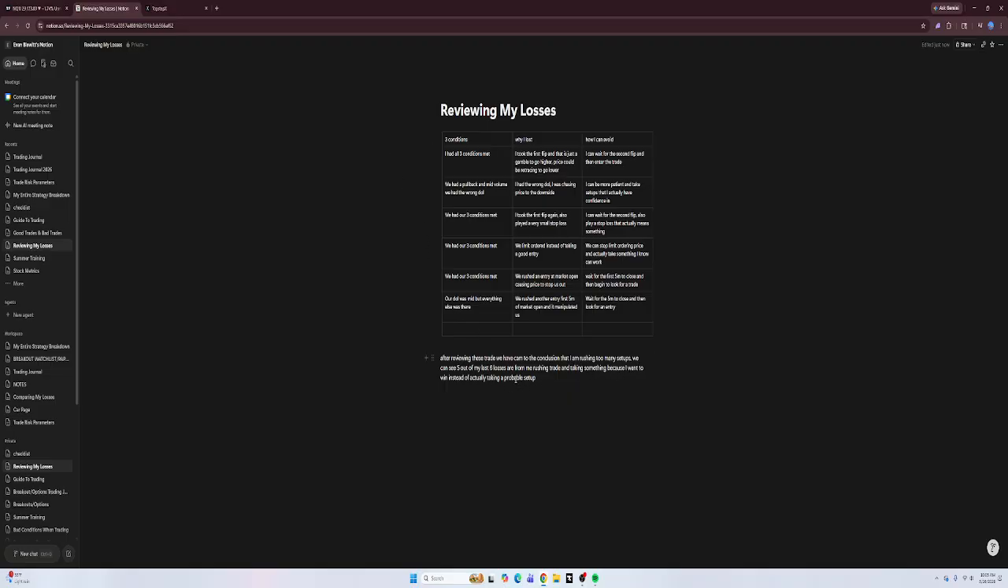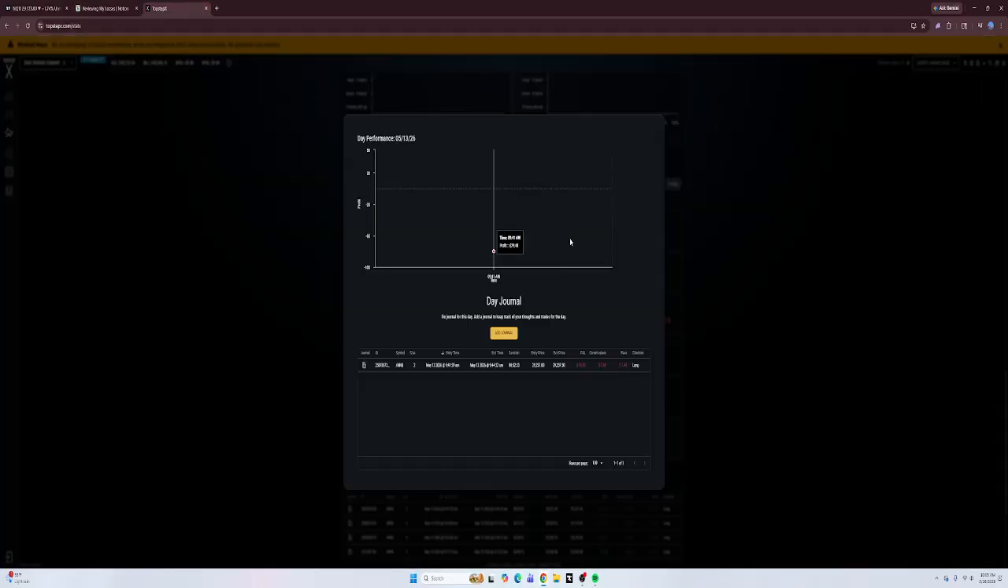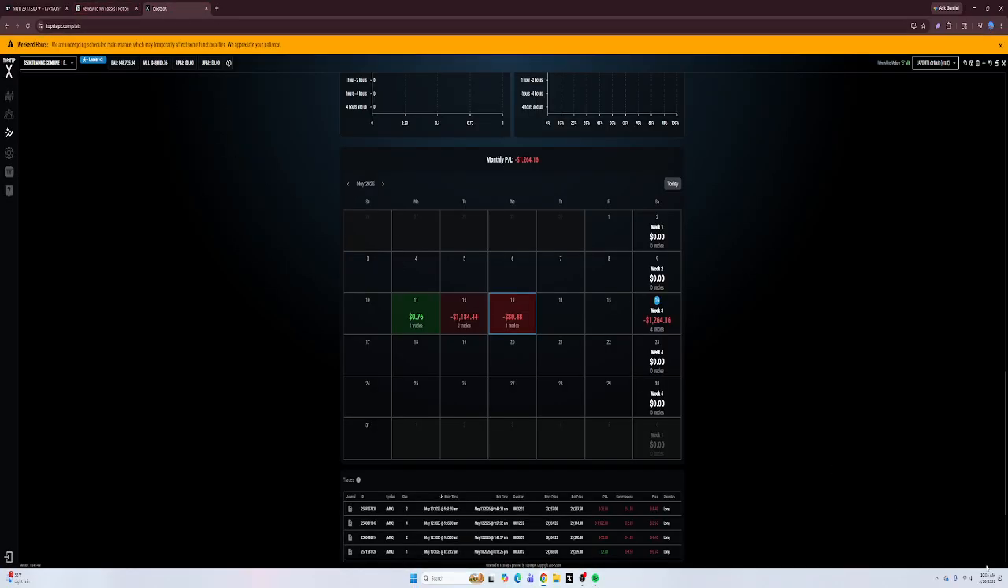We can see the last 5 out of my 6 losses are from me rushing a trade and taking something because I want to win instead of actually taking a probable setup. Something I did notice actually 2 days ago was 3 out of those last 6 losses, if I had been a little bit more patient and waited 5 more minutes, I would have gotten the entry that I was looking for and won the trade. And that's literally the difference between being profitable and unprofitable.